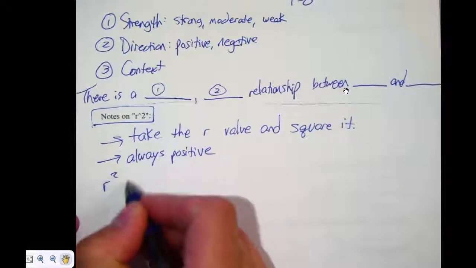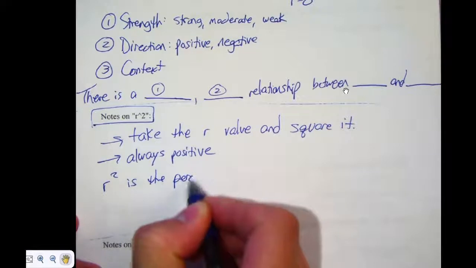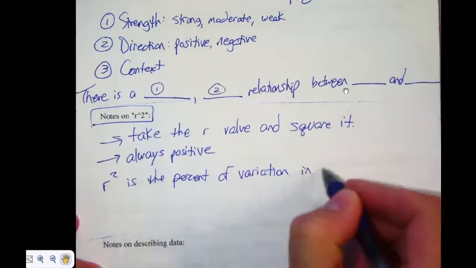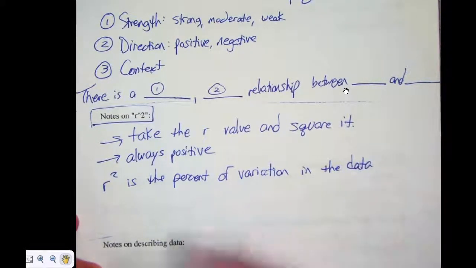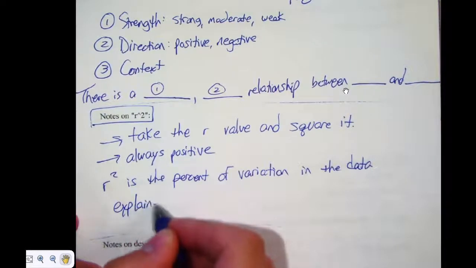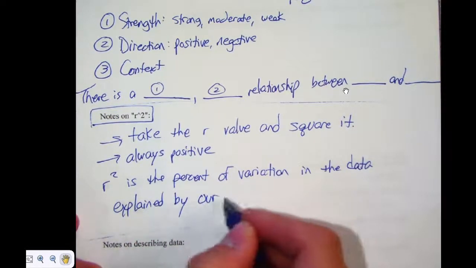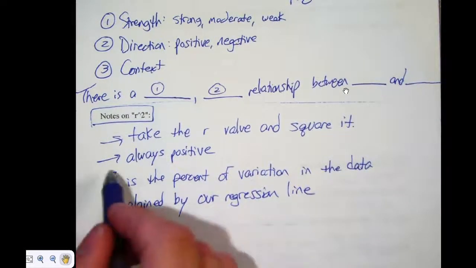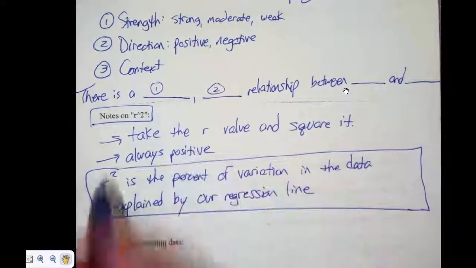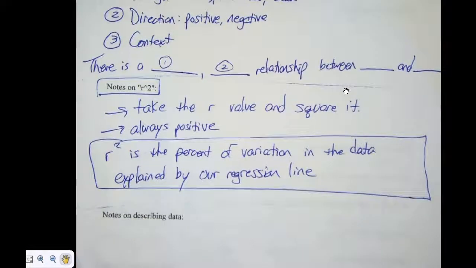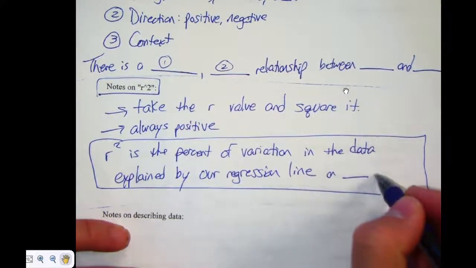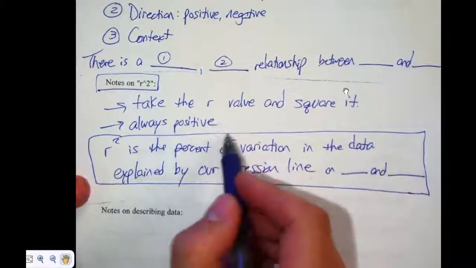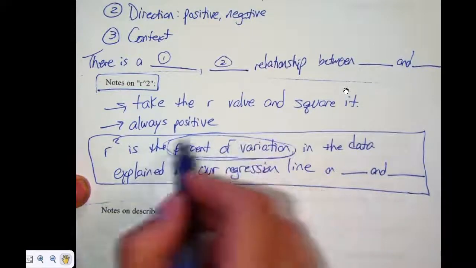So R squared is the percent of variation in the data explained by our regression line. And you are just going to memorize that, but I'm not done. Because what am I missing in that definition? I'm missing context. So then you would say "on" blank and blank. And I don't think I've ever seen them not use this phrasing.